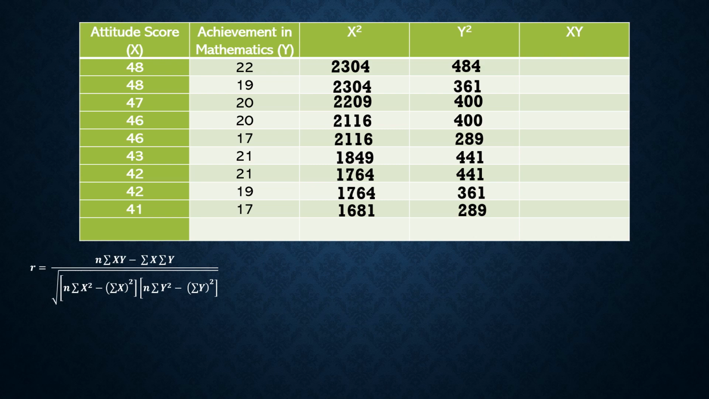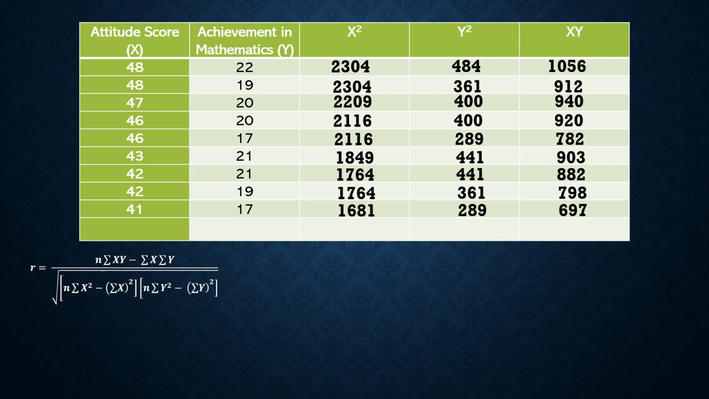Now, for the xy column, we're going to multiply x by y. 48 times 22, we have 1,056. 48 times 19, we have 912. 47 times 20, we have 940. 46 times 20, we have 920. 46 times 17, we have 782. 43 times 21, we have 903. 42 times 21, we have 882. 42 times 19, we have 798. And 41 times 17, we have 697.